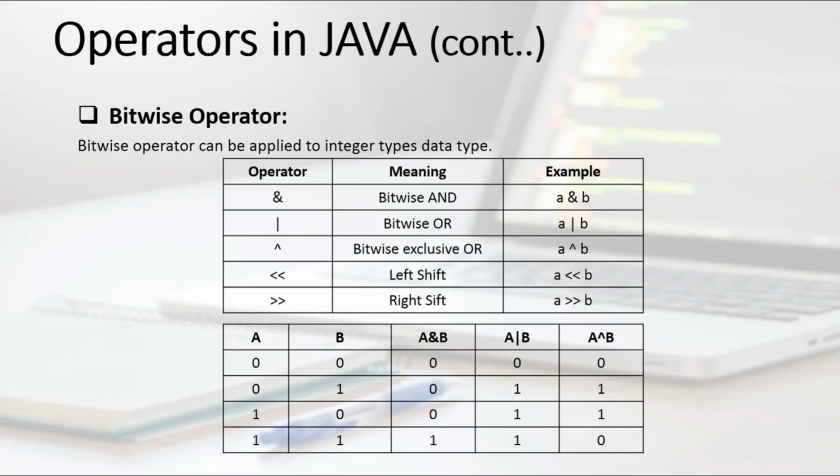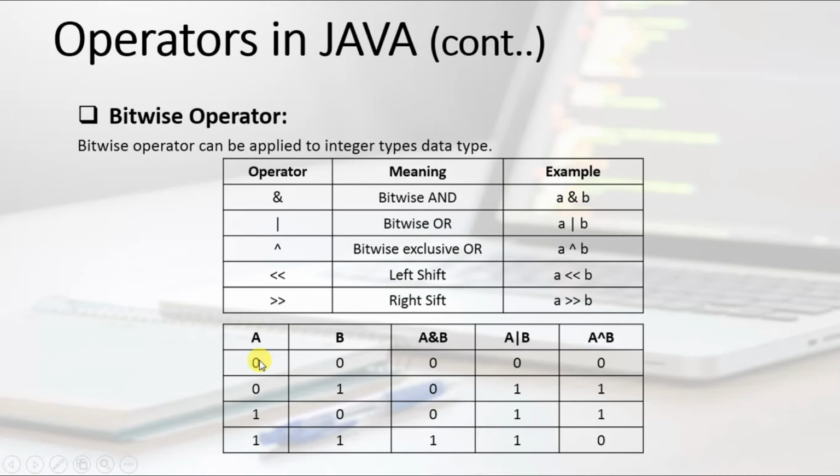Next is the bitwise operator. Bitwise operators can be applied to integer data types. The five basic bitwise operators are bitwise AND, bitwise OR, bitwise exclusive OR, left shift and right shift. Let's first understand the first three, that is bitwise AND, OR and exclusive OR.